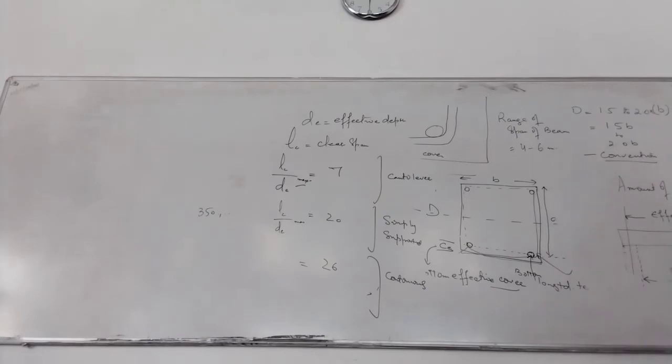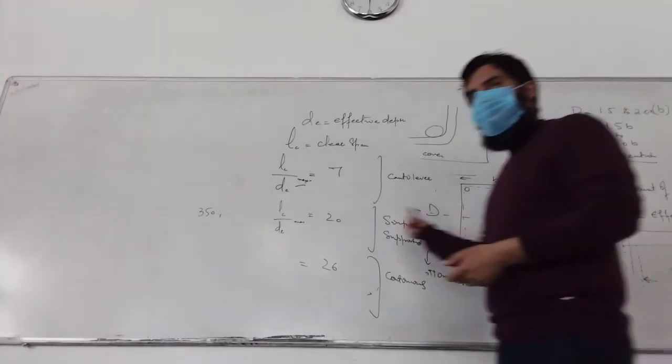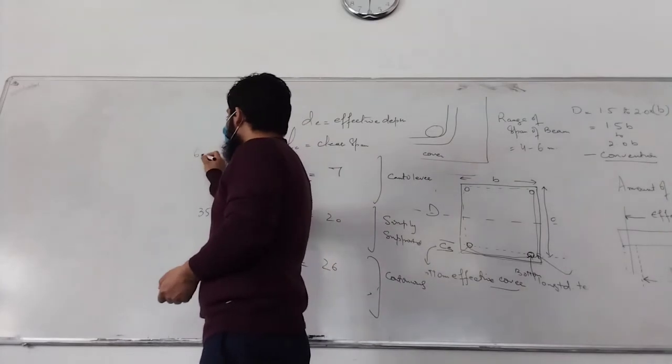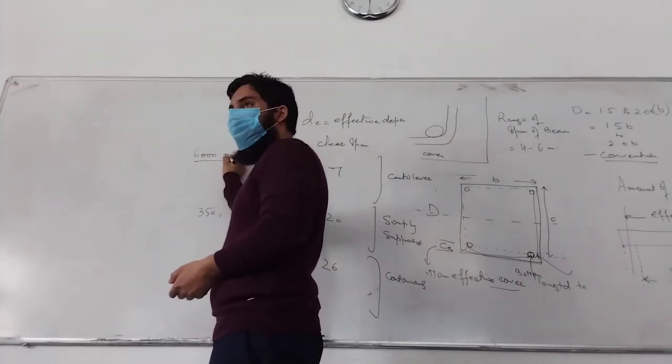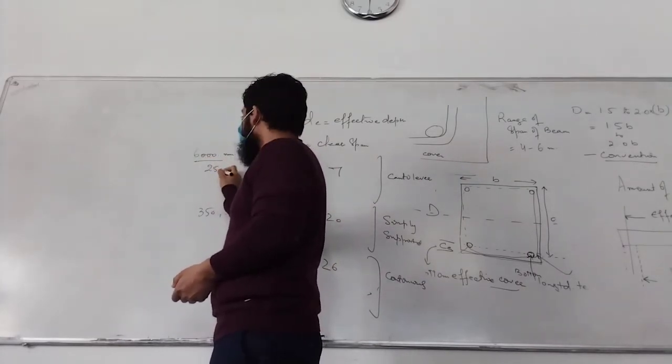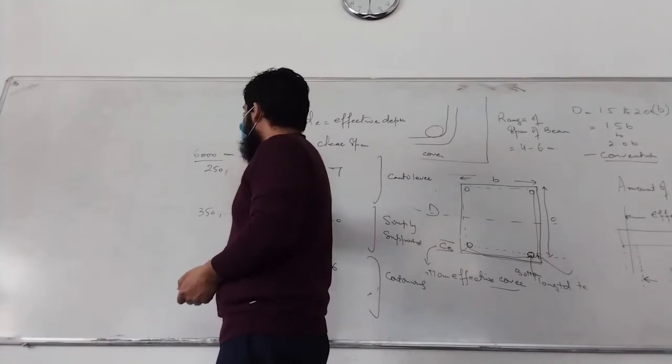Then you are actually finally also checking from जो उसमें 2 clauses है ना ऊपर, span by 250 and span by 350. If there is no partition or with partition, then span by 350. If it is 6 meter, so it's 6000 by 6000 mm by 250 is whatever you are getting.